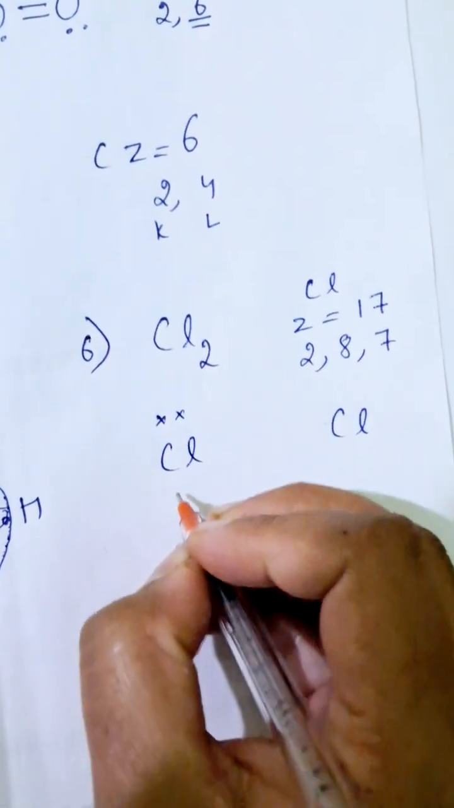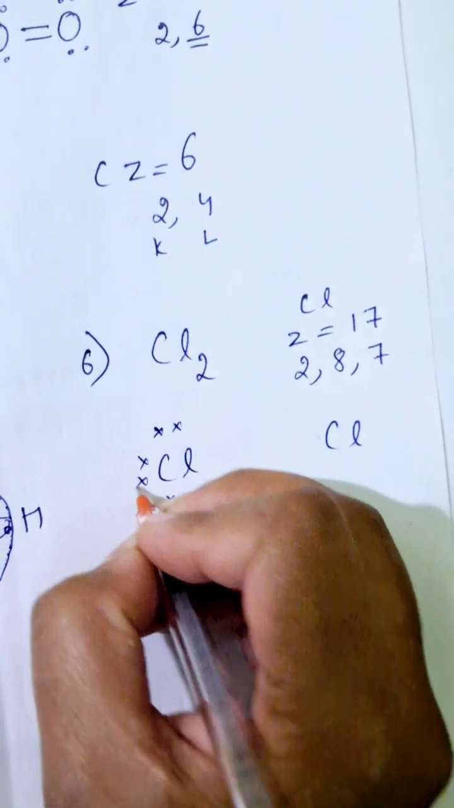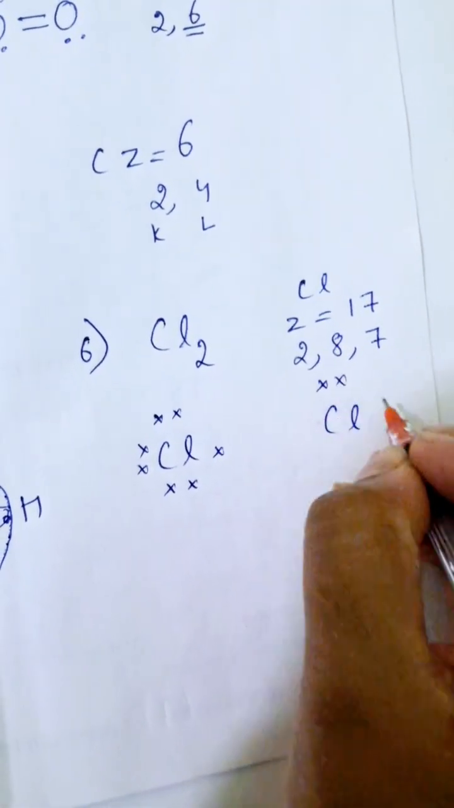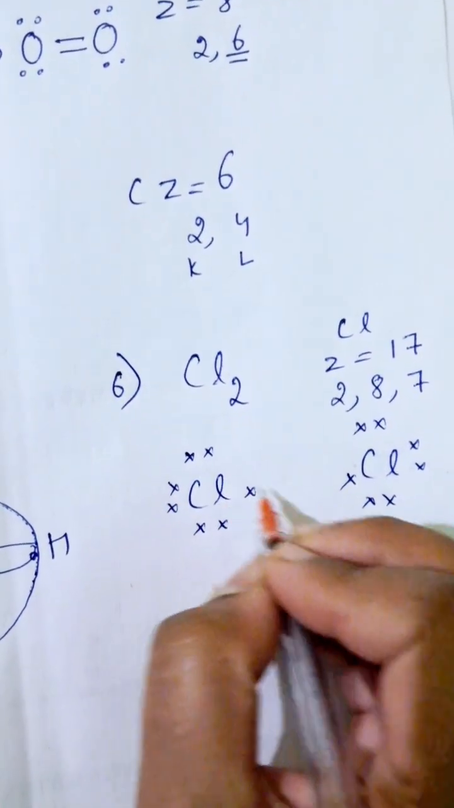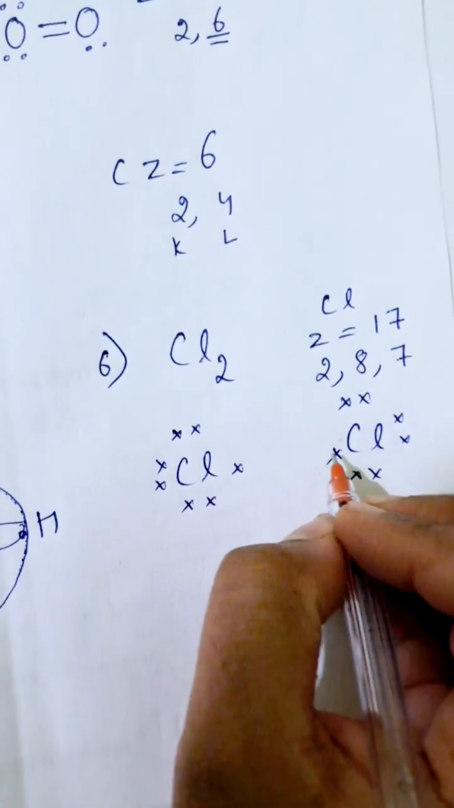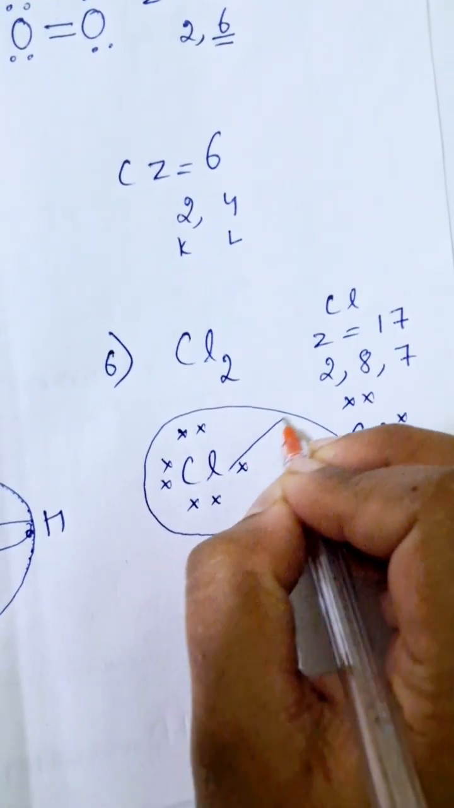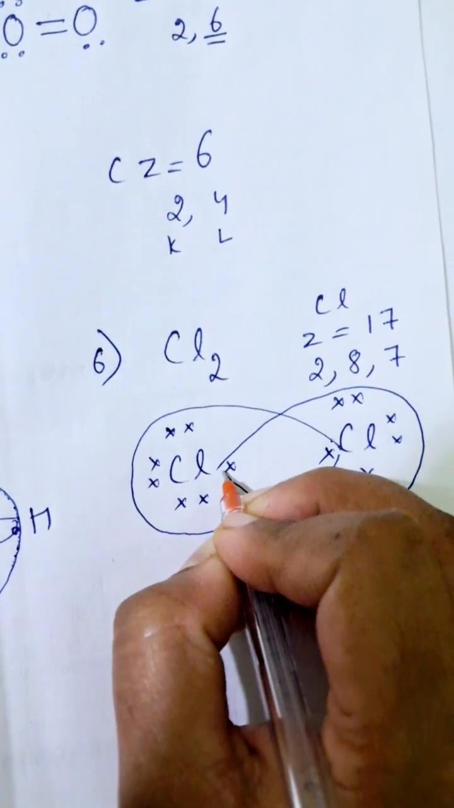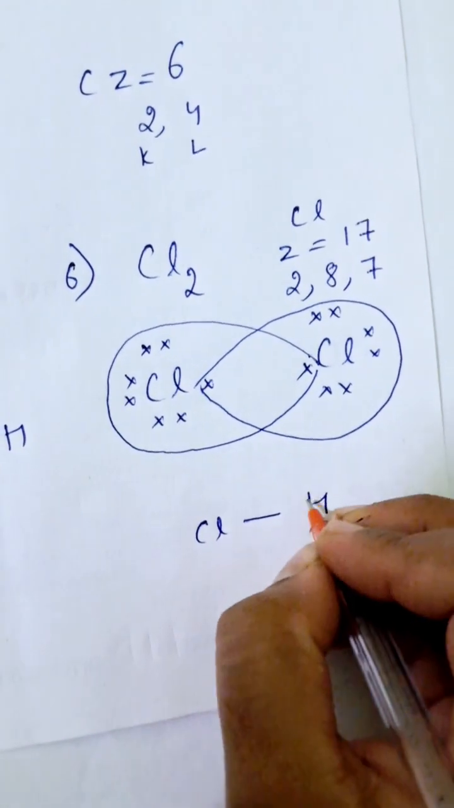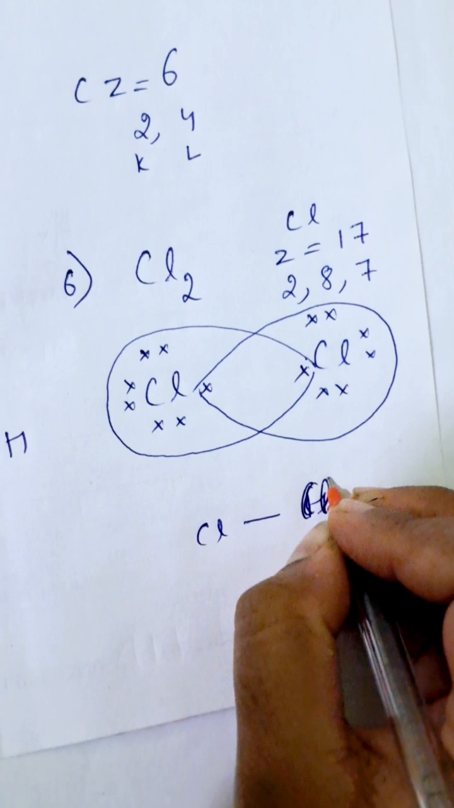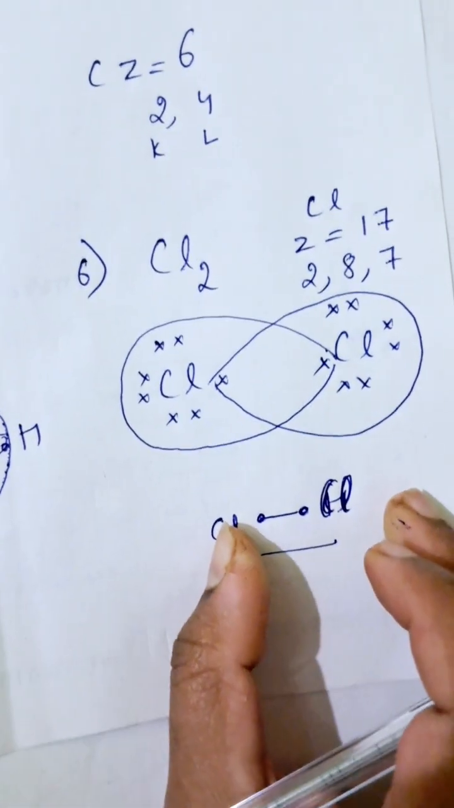So 1, 2, 3, 4, 5, 6, 7. Okay, so similarly 1, 2, 3, 4, 5, 6, 7. Okay, so it is having 7 electrons and it requires 1 more electron. So just one single bond will be formed between them. So like this the distribution of electrons should be shown. So between the 2 chlorine atoms you will be having just one single bond between them. A single covalent bond is formed.